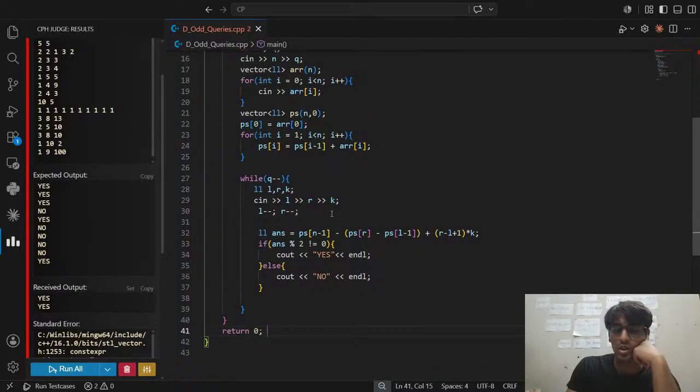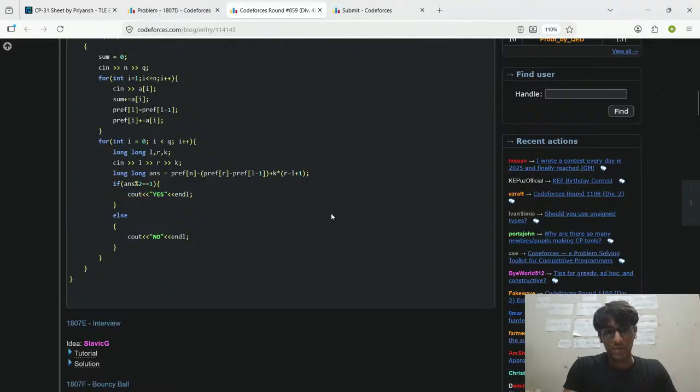Why is this not working? Here should be a minus one, which is true. We already reduced L and R as they were in accordance with one to n. So this should work, and it's not working for some reason. And I'm not able to understand why isn't this working?